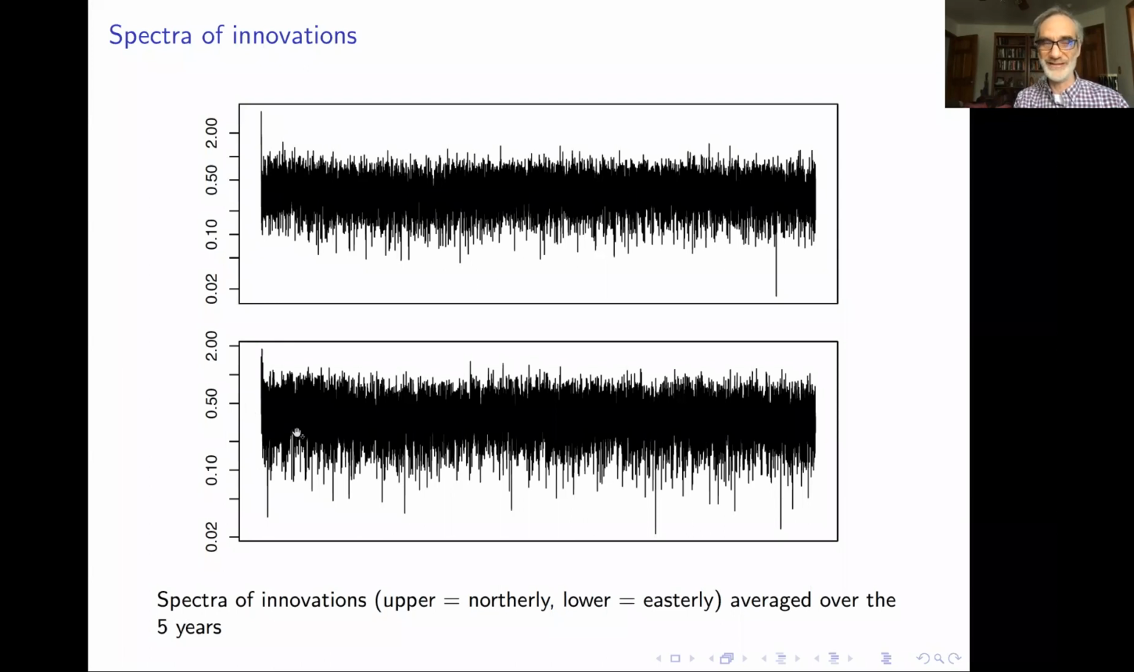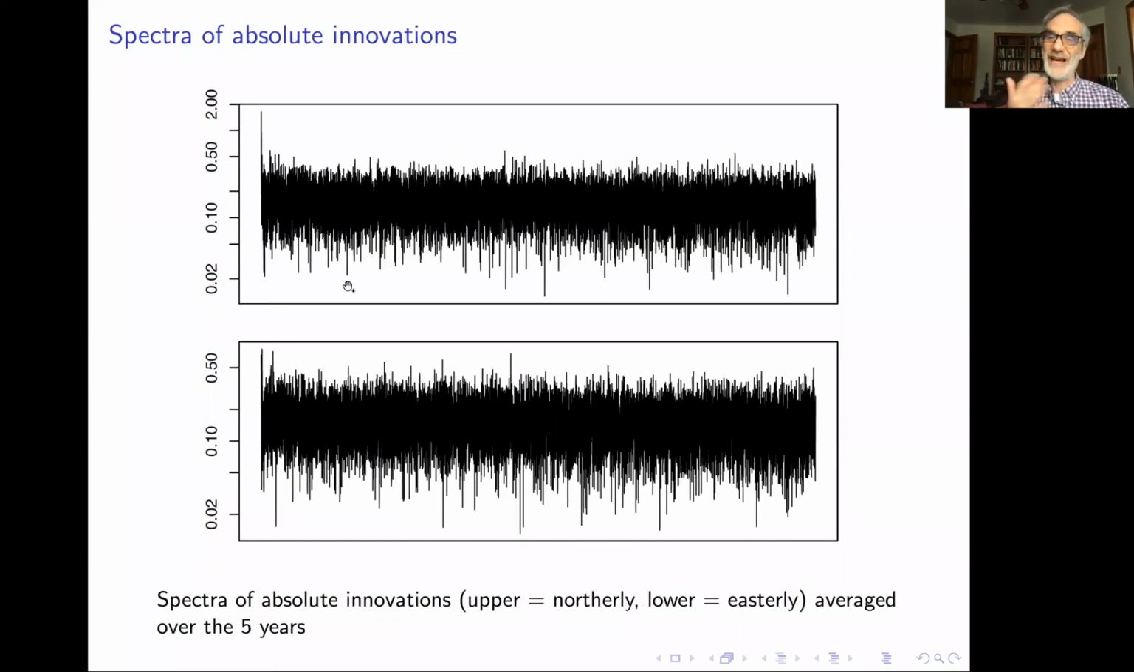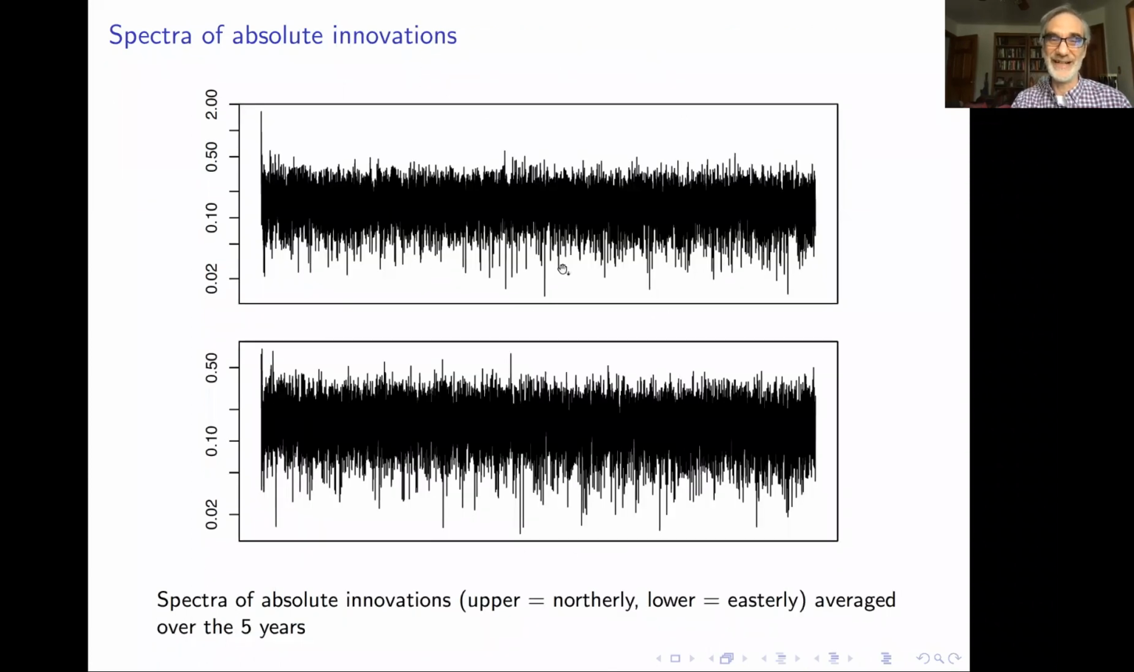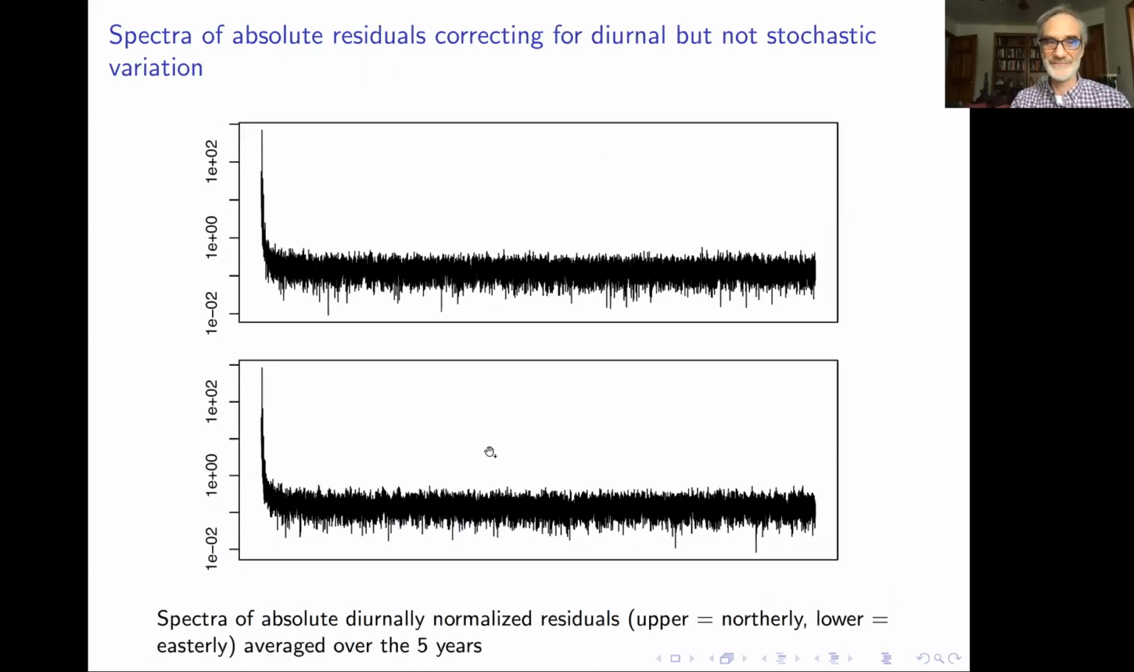Here's the northerly and the easterly component. And here's the same thing for the absolute innovations. These look quite good, except again for this little spike here, which is the easterly. This looks pretty flat to me. So what if you exclude the stochastic volatility? What if you just have the diurnally fixed volatility? Then you get this picture. Well, this isn't even close to flat. So you really need stochastic volatility in this model, and putting in the stochastic volatility as I did pretty much removes all of this effect.